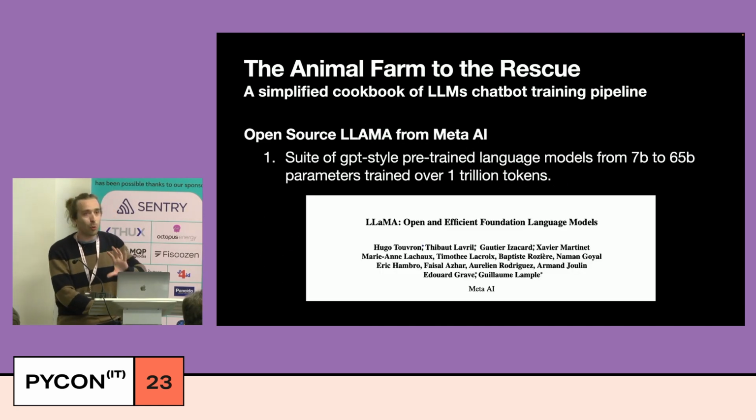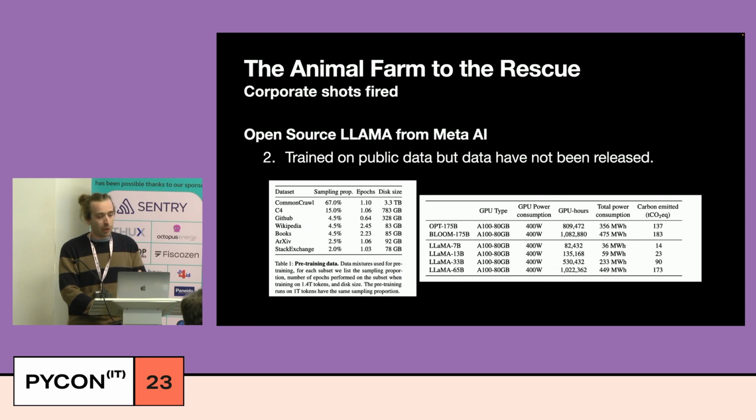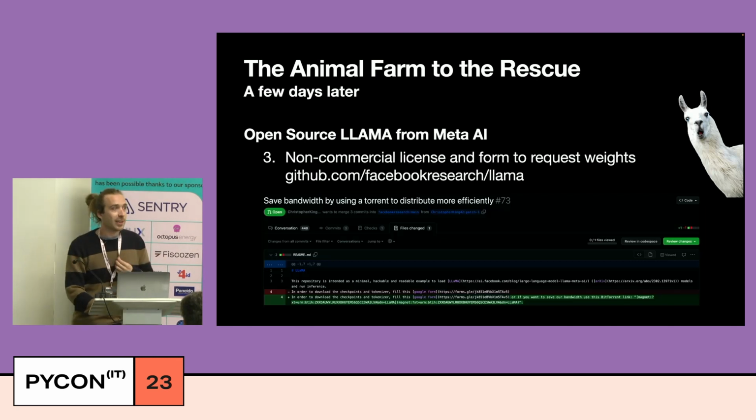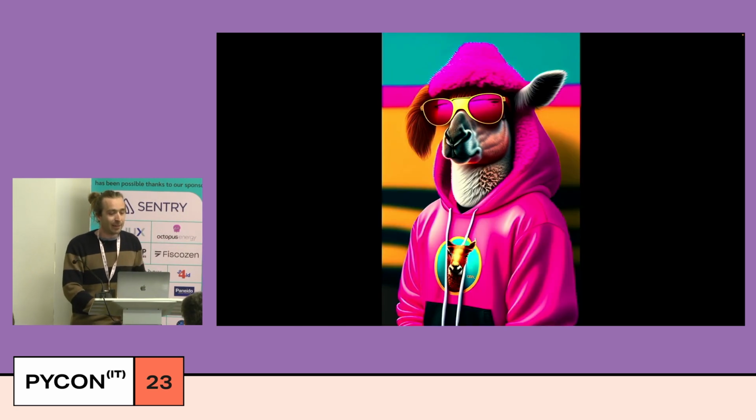So the idea is that there was the animal farm to the rescue. Facebook released the Llama model, which is a GPT-style pre-trained model. The model was trained on public data, but the data were not released. So the weights were public, but they required a form to be accessible. But then in 2 days, somebody committed a torrent link to the repo, and the commit is still there. I think it's going to be one of the best memes of this phase of AI. And yeah, so basically now it's based Llama for everybody.